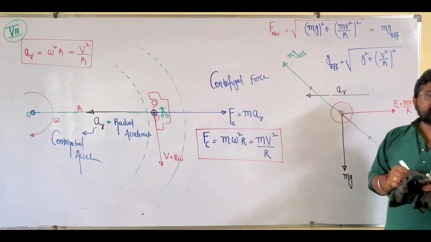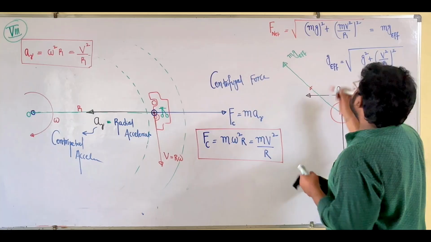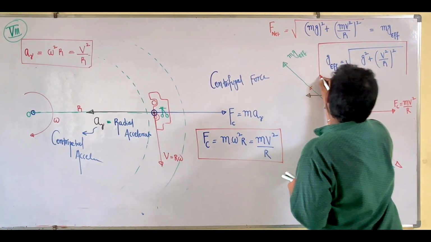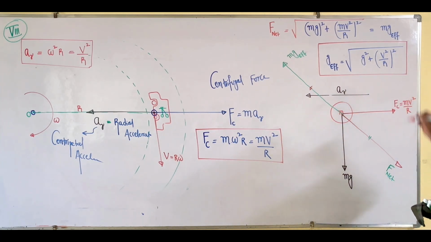All are previous year questions. This is also one of the previous year questions. All these cases have come as previous year questions at some point. Okay? g effective equals how much? Square root of g square plus v square by r whole square.